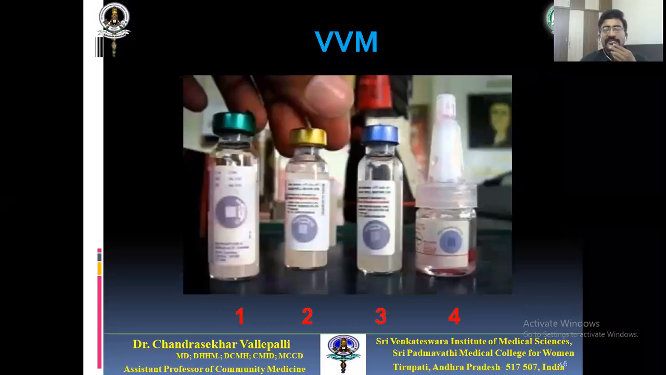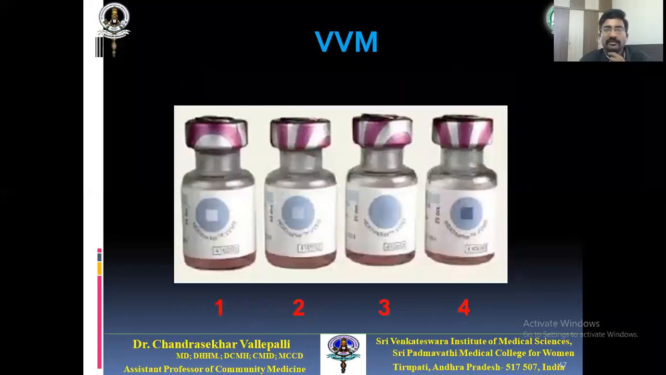Again, we have kept some different vials, 1, 2, 3, 4. Which vial can we use for the children? 1, 2, 3, sir. Very good, excellent. So we can use 1, 2, and 3, according to the stage given. So 4 we should not use, because it has crossed the discard point.